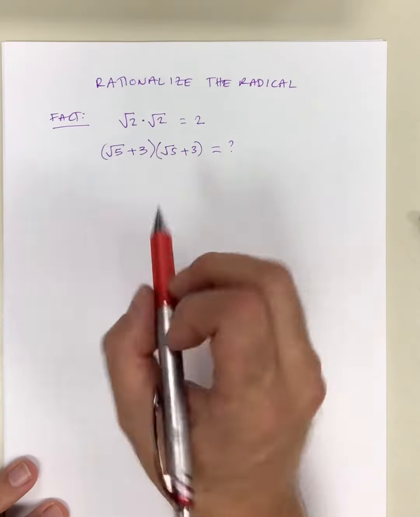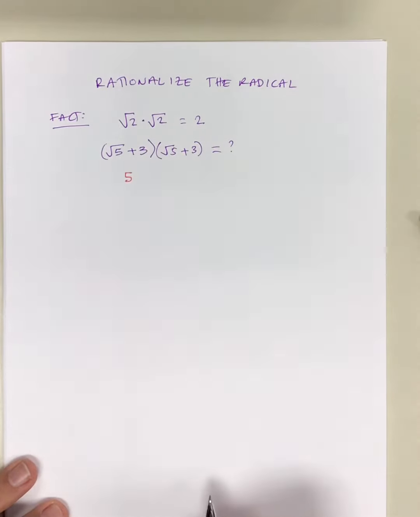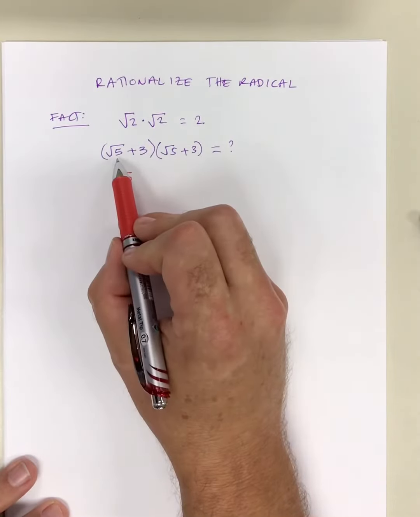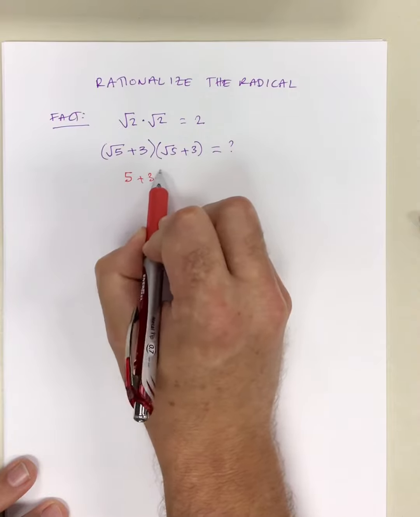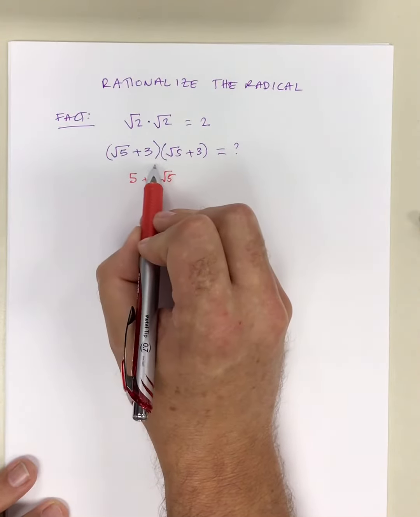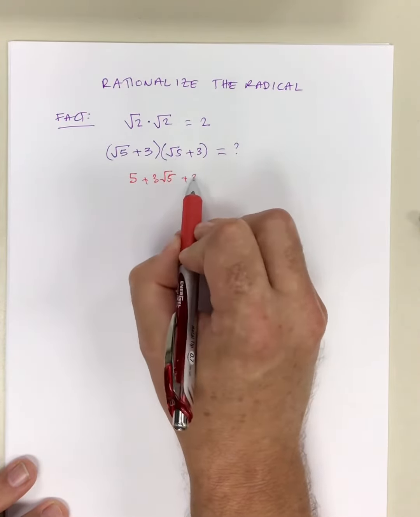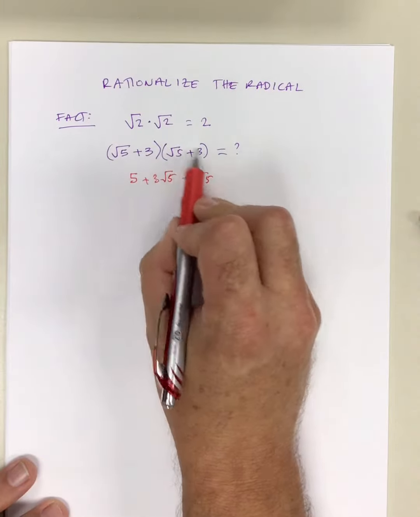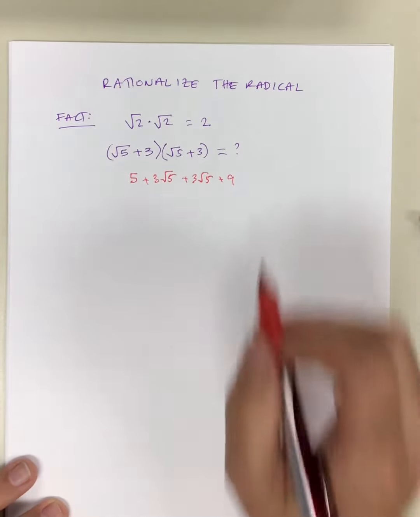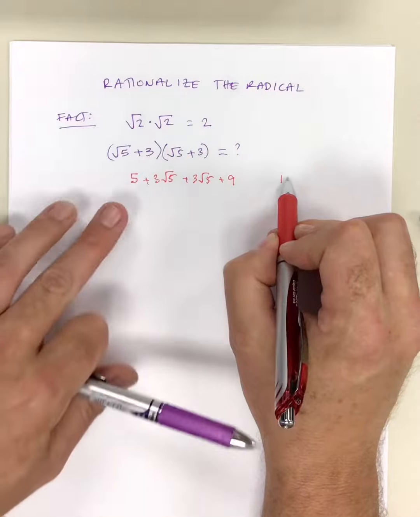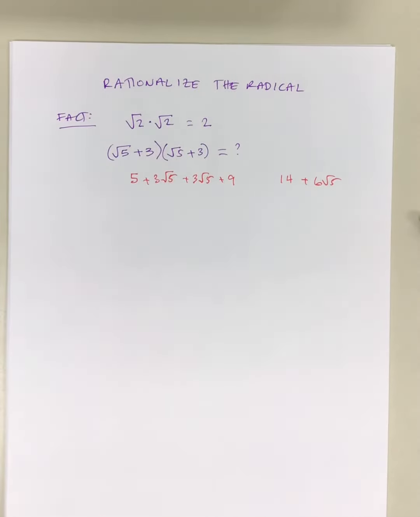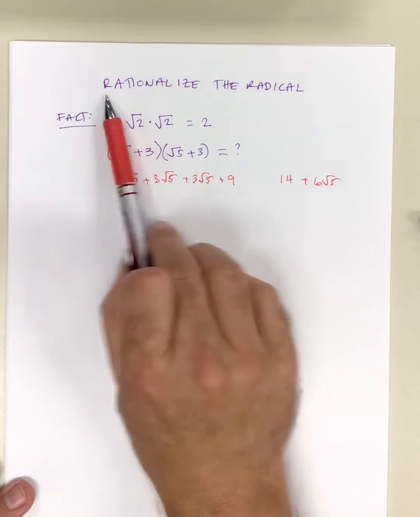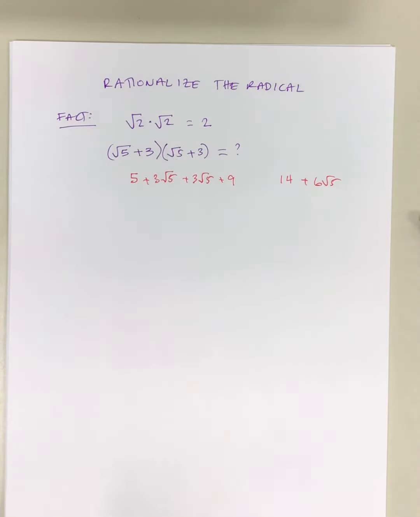The square root of 5 times the square root of 5 is in fact rational, but we also have this product over here, the square root of 5 times 3. This expression right here, 3 times the square root of 5 also, and finally 3 times 3 gives us 9. So in the end, what we get is 14 plus 6 times the square root of 5. And that didn't resolve our problem of giving us a rational expression.